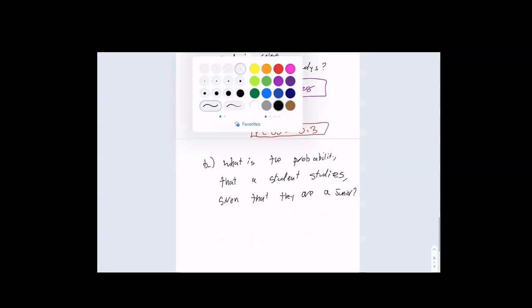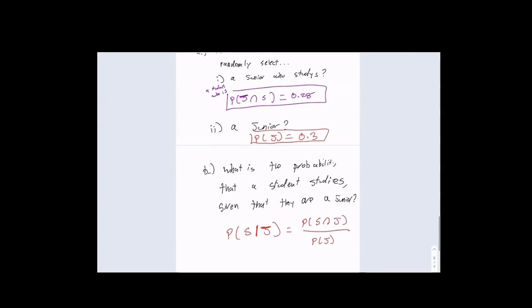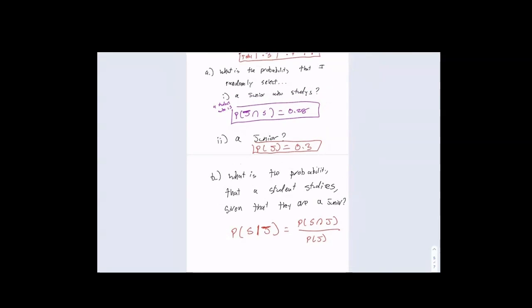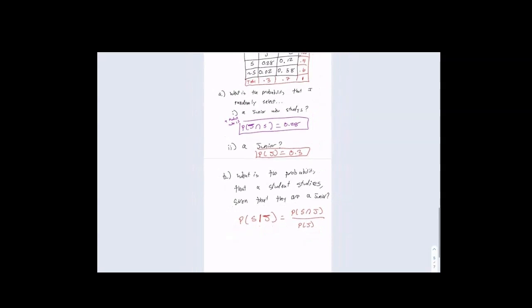So in this question, I'm asking you about the probability of studying given that they're a junior. So I know they're a junior. What's the probability that they study? Well, this is the probability that they study and are a junior divided by the probability of them being a junior. So now on these problems, this is a conditional probability, a given. And these ones I must divide. There's no way around it. I have to divide here.